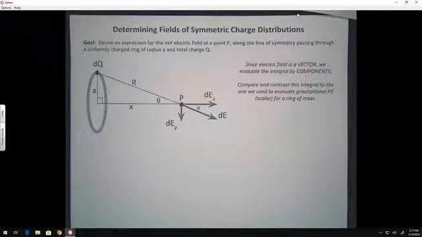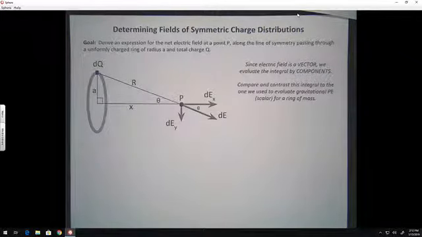So the first example that we're going to do is the simplest one to do with calculus, and it's going to be a ring of charge. I'm going to read the goal here, and feel free to take notes directly into your packet. The goal is to derive an expression for the net electric field at a point P along the line of symmetry passing through a uniformly charged ring of radius A and total charge Q. Okay, so that would be the task.